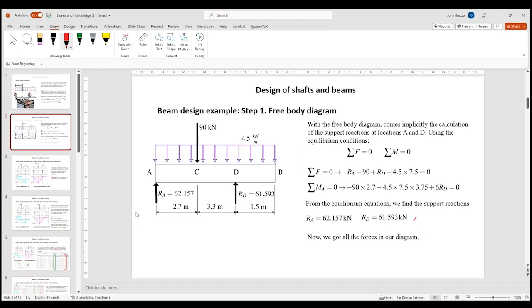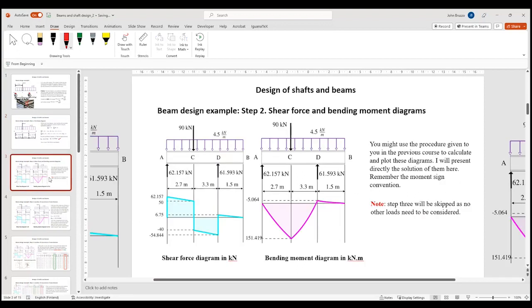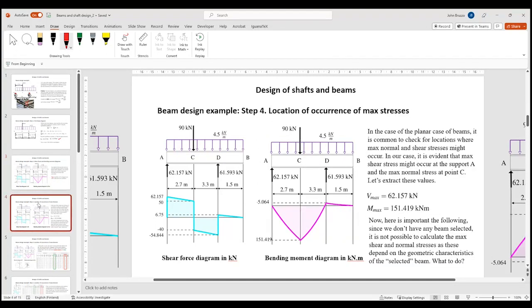But this is pretty easy. You calculated these reactions, and then you start producing your shear force diagram and bending moment diagram. And also you have seen this, you have studied this, you have practiced this. And there shouldn't be any issues constructing these types of diagrams. So it's pretty straightforward. Now, according to this, you start selecting the places where the maximum force is applied and where the maximum moment is applied.